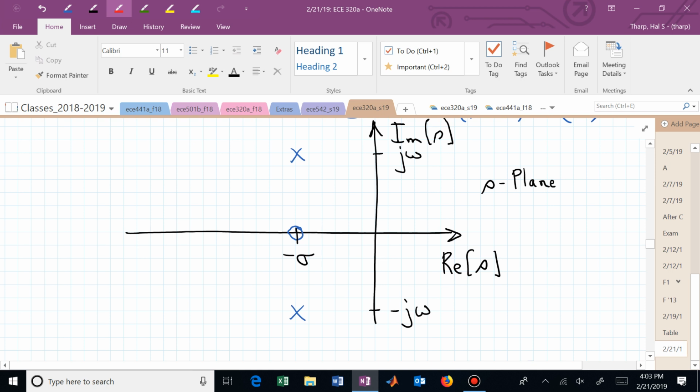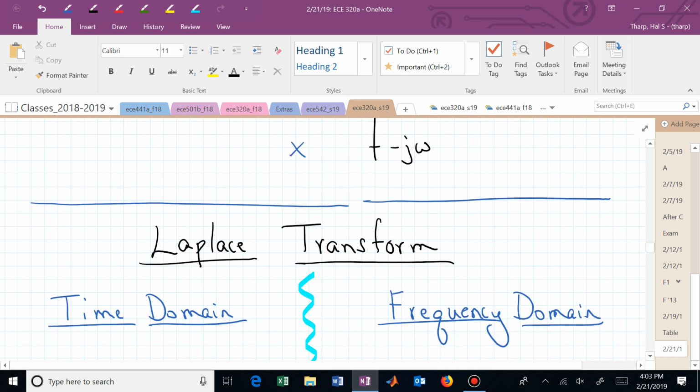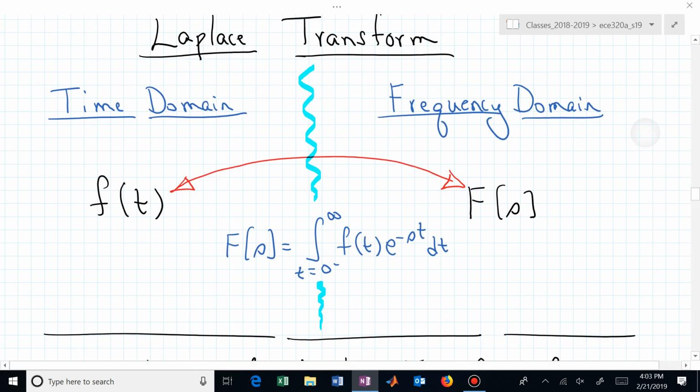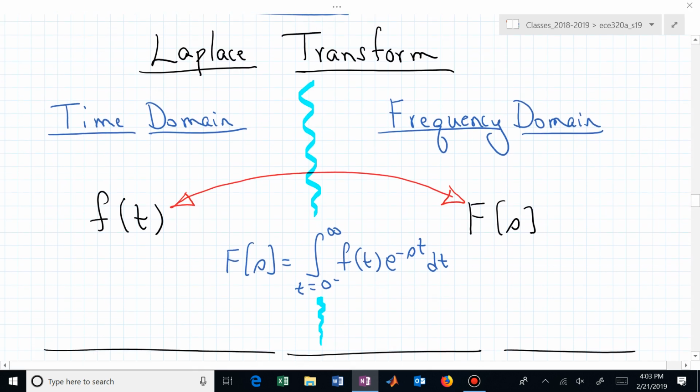And now we do have blue poles. Where are we? Okay. So now we're ready for a discussion, a commercial on the Laplace transform.